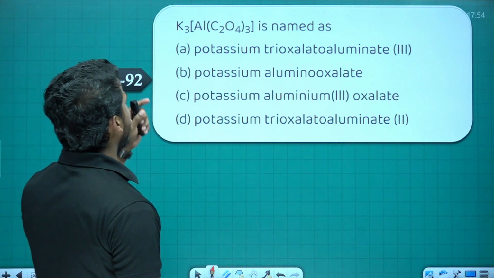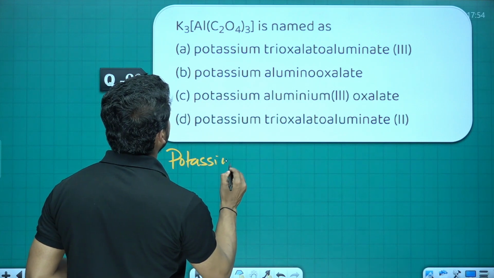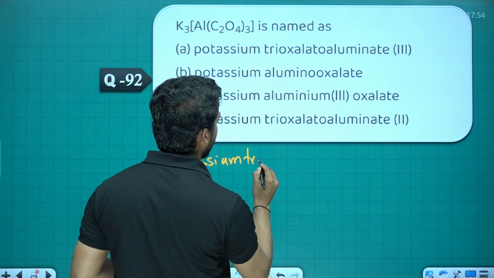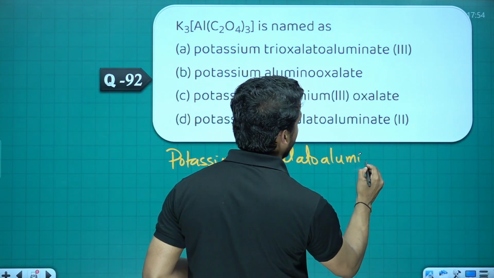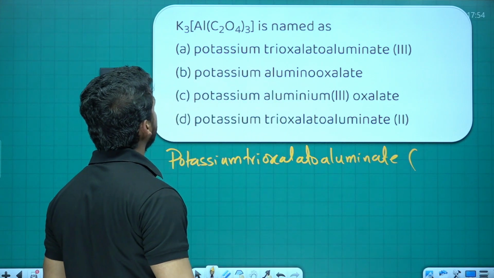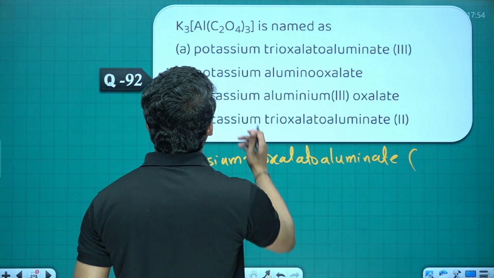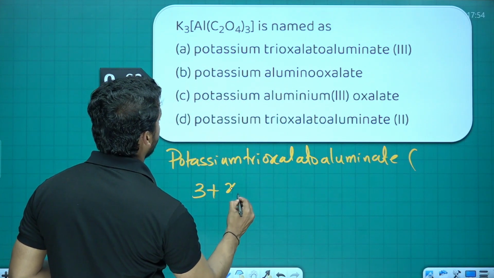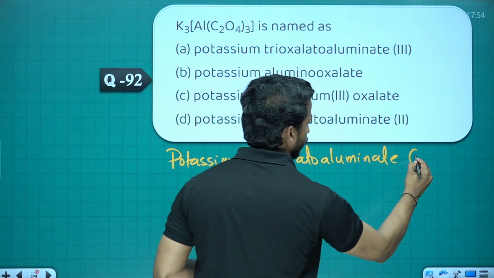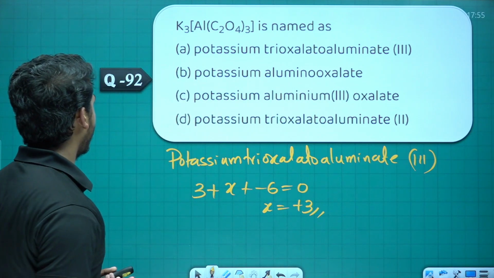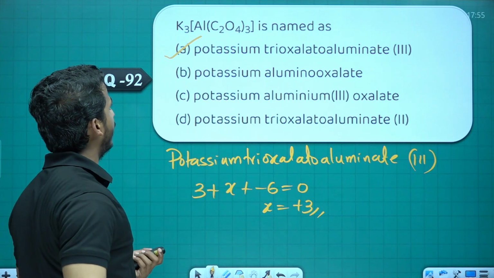Now, what is the name of this complex? Okay, start. Potassium is outside, so let's start with potassium. 3, right? So trioxalato. Aluminium is in the anionic part, right? So aluminate. Potassium trioxalatoaluminate. And what is the overall charge? 3 potassium plus 3, aluminum X, 3 oxalate minus 6, overall 0, X is equal to what? Plus 3. So we can write it as 3. So where is the answer? Potassium trioxalatoaluminate(III), right? I think option A is correct.